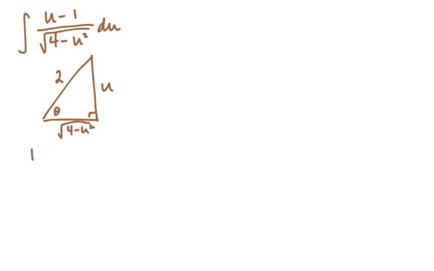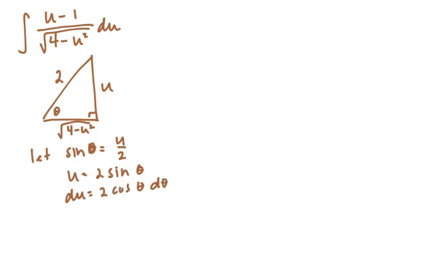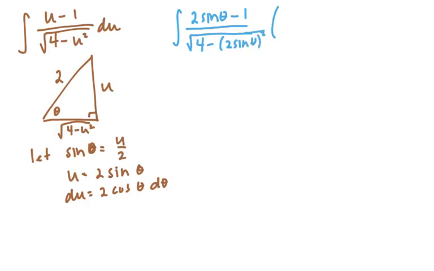And then theta. So let's let sine of theta, because I want to use the 2 and the u, equal u over 2. So u equals 2 sine theta. So du equals 2 cosine theta d theta. So now we have the integration of u, which is 2 sine theta minus 1. And in the denominator, we have 4 minus 2 sine theta quantity squared. And in place of du, we have 2 cosine theta d theta.